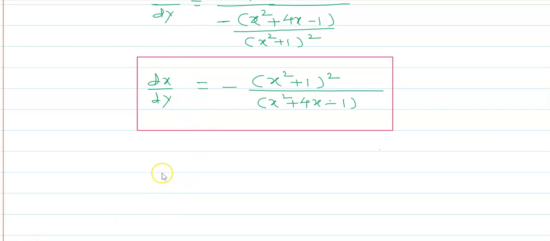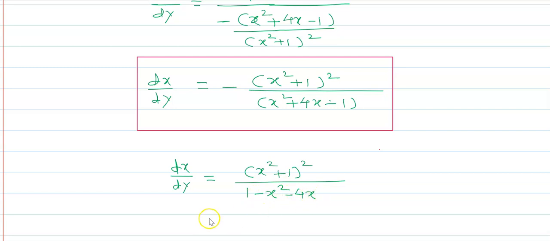Or you may write the answer also, dx upon dy is equal to x square plus 1 bracket square upon, operating the negative sign into x square plus 4x minus 1 instead of taking the negative sign as common, that is 1 minus x square minus 4x. This is also an answer.